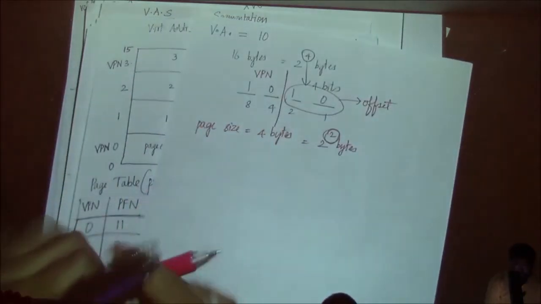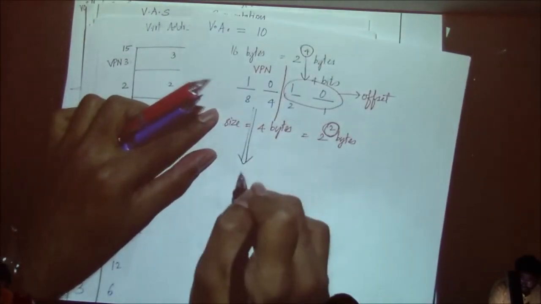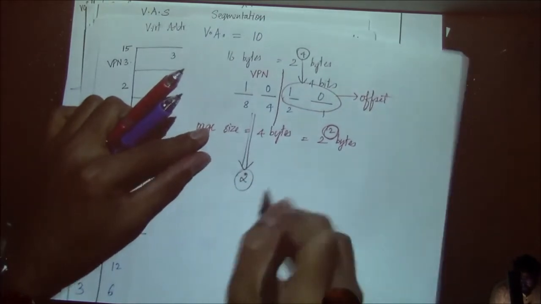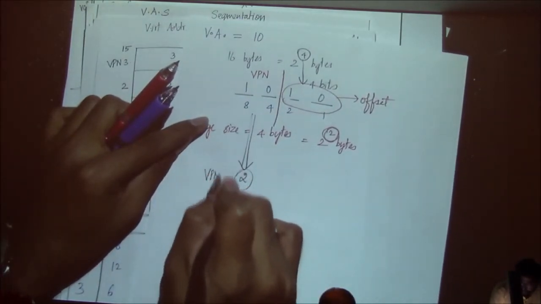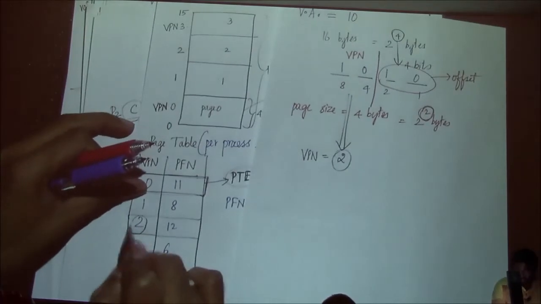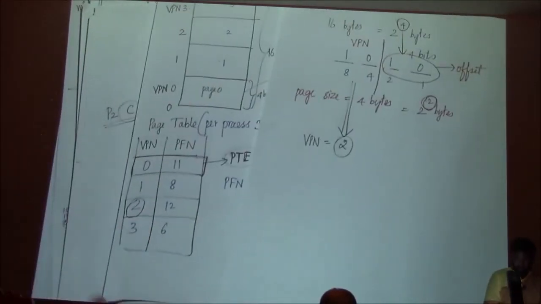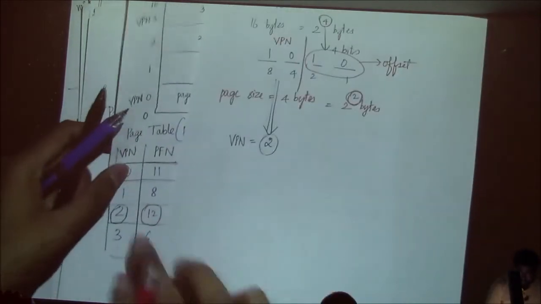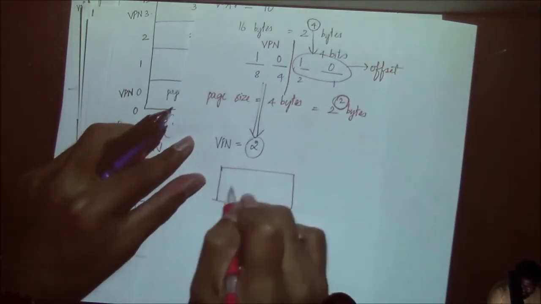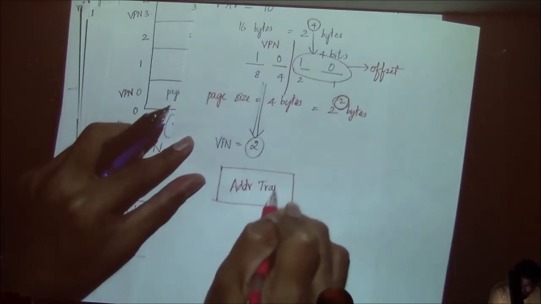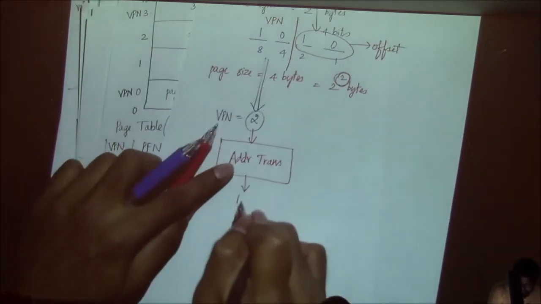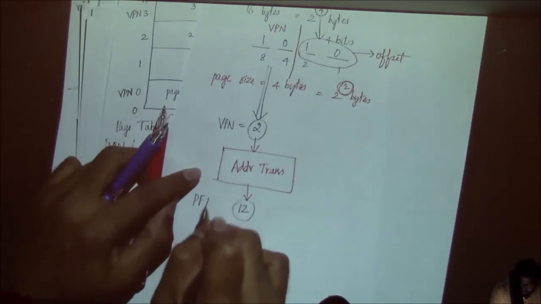This virtual page number corresponds to 2. So we need to go to the page table and find the mapping for virtual page number 2. We found out that it is 12. So take that number 12 and pass it to address translation. Address translation takes this virtual page number as the input and produces the number 12, which is the physical frame number, as the output.